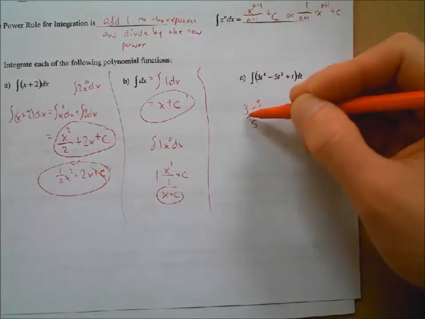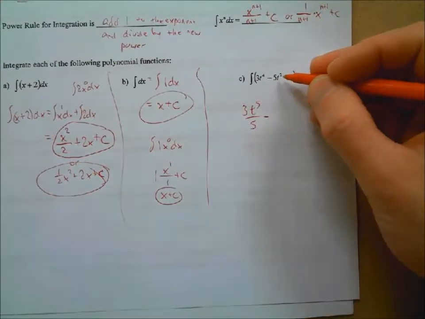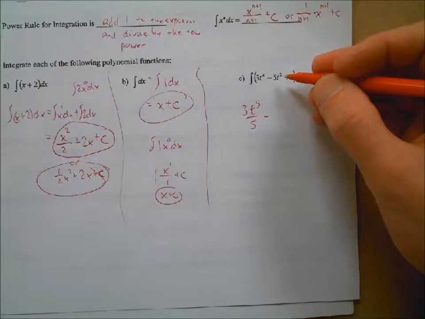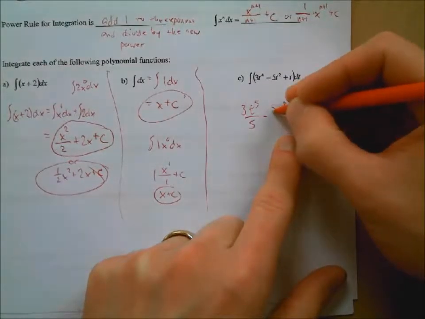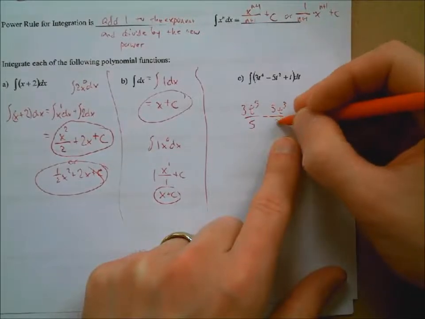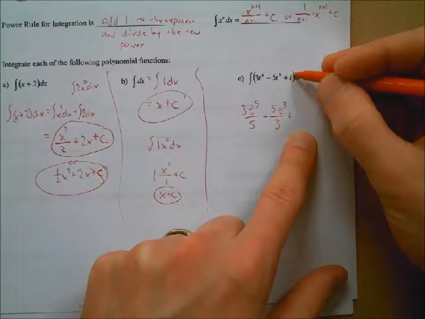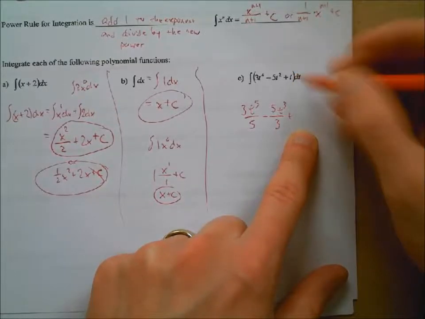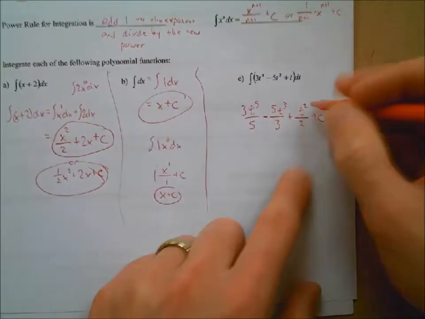Okay, minus, okay, t squared, when you integrate that, it'll become t to the 3rd. So it'll be 5t to the 3rd over 3, okay, because again, you divide by that new power, plus, and this is t to the 1, so t to the 1 becomes t squared, and then divide by the new power 2, and then again, plus c.